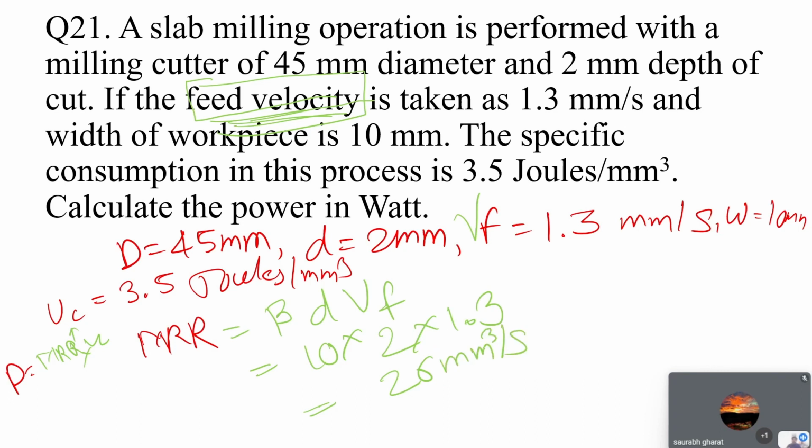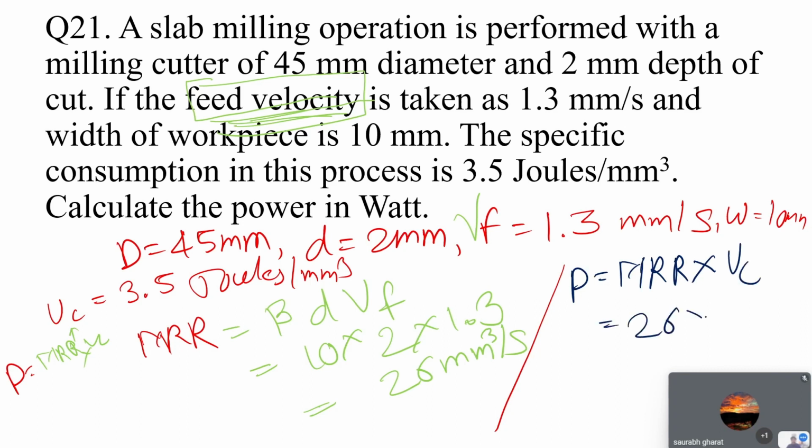And what do we need to calculate? Power. What we need to do is just multiply, that's it. You have to multiply it with UC. So what is your UC? 3.5. So power is equal to MRR into UC, which is 26 into 3.5. So your answer will be 91 watt. The answer is asked in watt, so this is your watt.